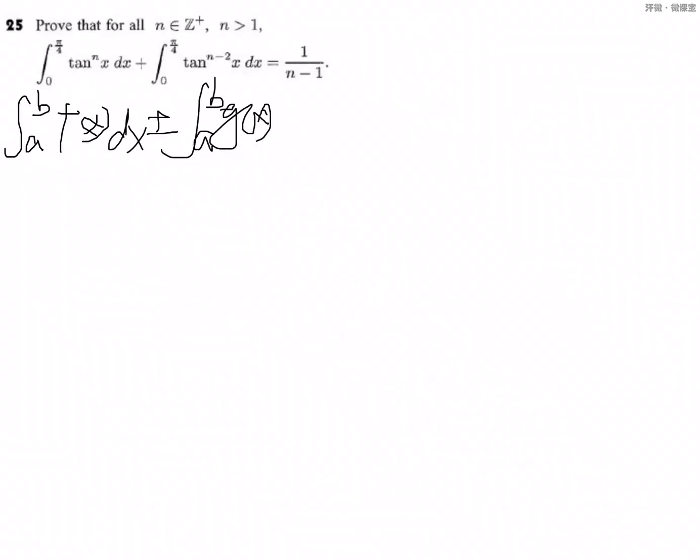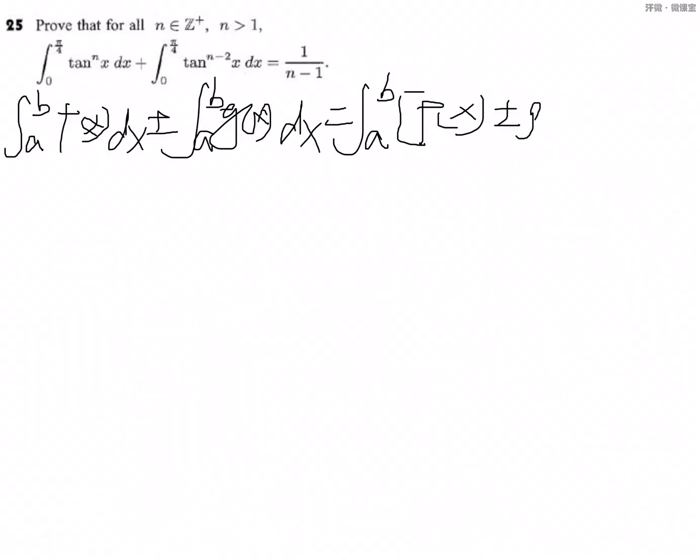In order to solve this question, we need to know a formula. It's the integration from a to b of f(x) dx plus or minus the integration from a to b of g(x) dx, which should equal the integration from a to b of [f(x) plus or minus g(x)] dx, combining them together.